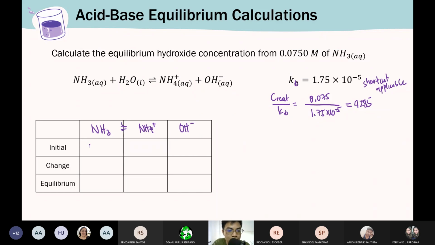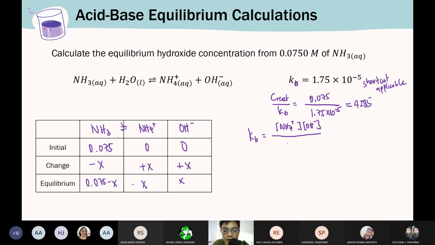The concentration of ammonia is 0.075. Ammonium ion and OH, walang sinabi. So since we don't have any products, the change for the product is positive. And then for the reactant, that's negative. So at equilibrium, you just combine the initial and the change. So 0.075 minus x, and then x. Let's write the K. So that's Kb. Base to eh. So na-typo lang ako kanina. So that's the concentration of ammonium ion, hydroxide anion, and ammonia.